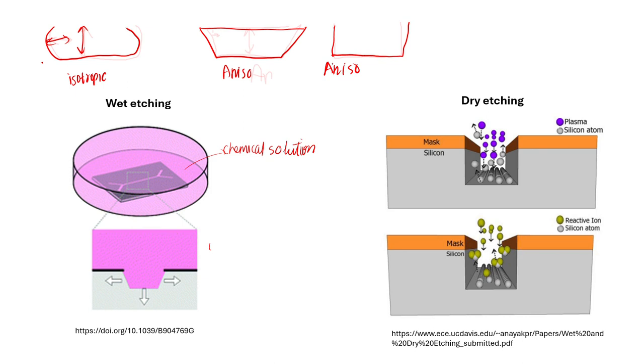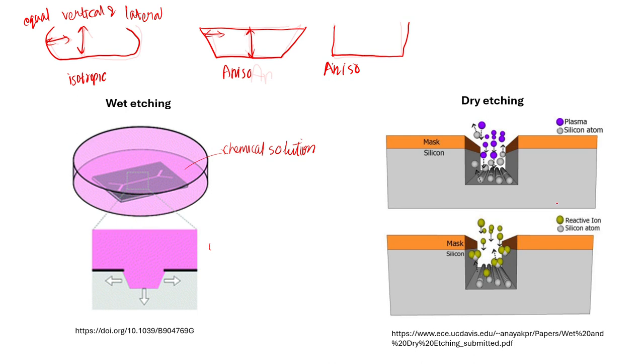In the case of isotropic etching, we will get something like this. Here how much it has etched in the lateral direction is the same as how much it has etched in the vertical direction. In the other cases, we can control it so that there is more vertical etch compared to lateral etch.